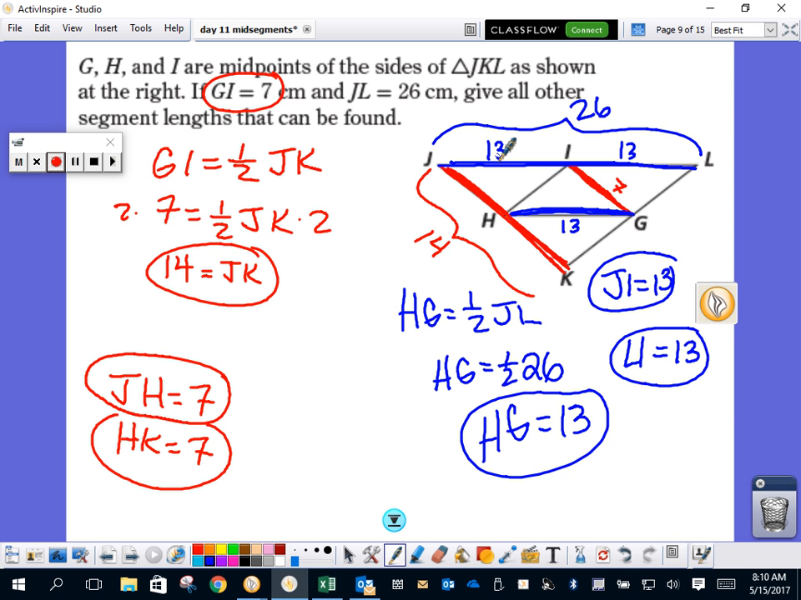We can't find anything else. We don't know anything about HI. We don't know anything about KG. We don't know anything about GL or KL. Okay?